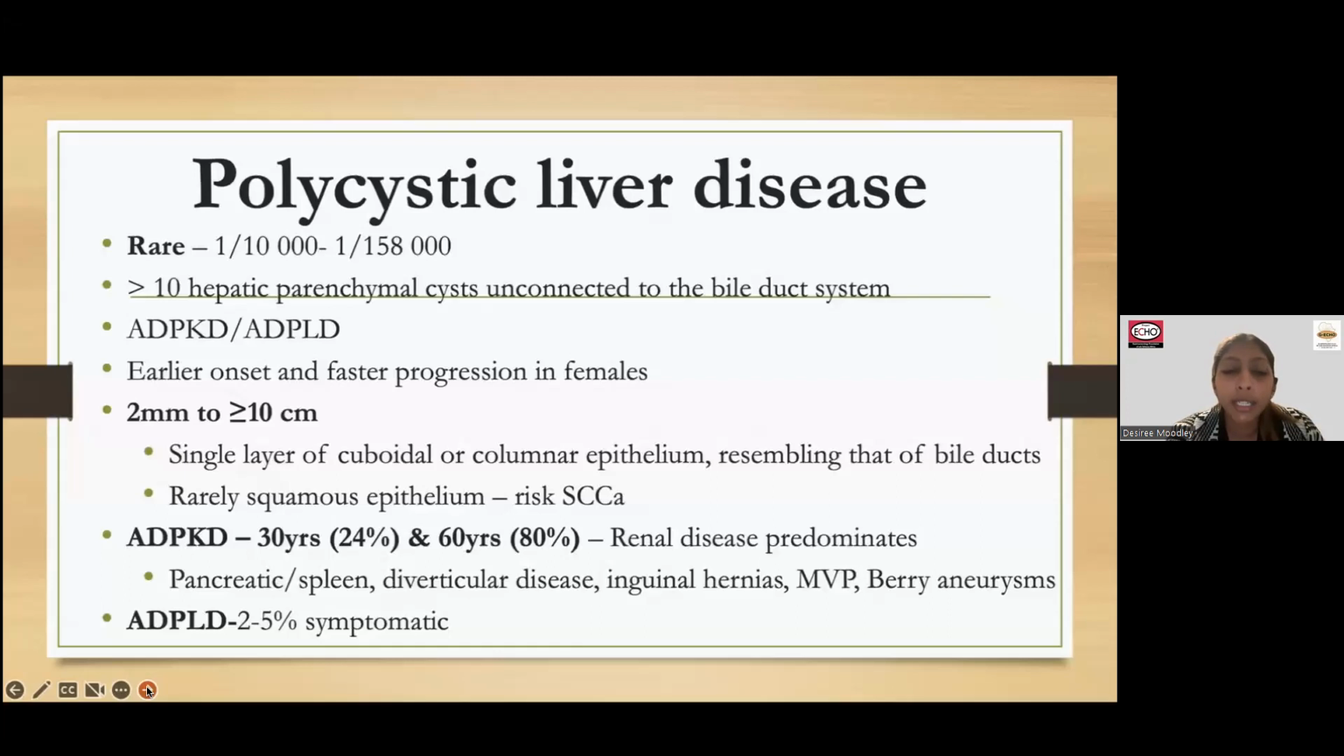So with polycystic kidney disease, renal disease predominates. However, you will have liver cysts by the age of 30 in a quarter of patients, and 80% of them will have liver cysts by 60 years. Other organs can be frequently affected: your pancreas, your spleen. They get diverticular disease, hernias, mitral valve prolapse, biliary aneurysms.